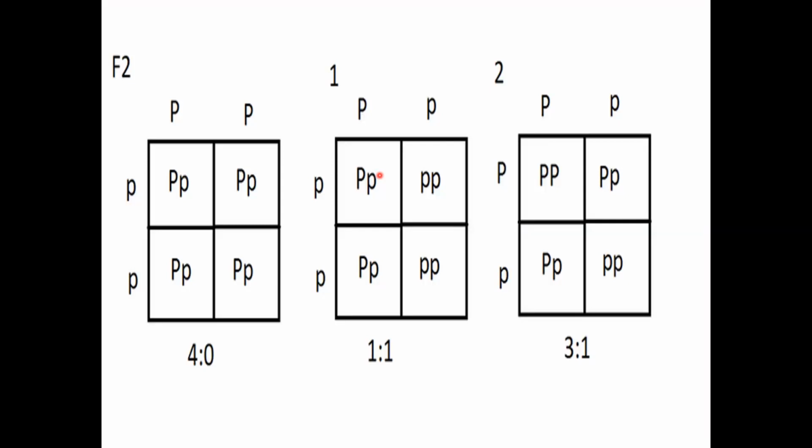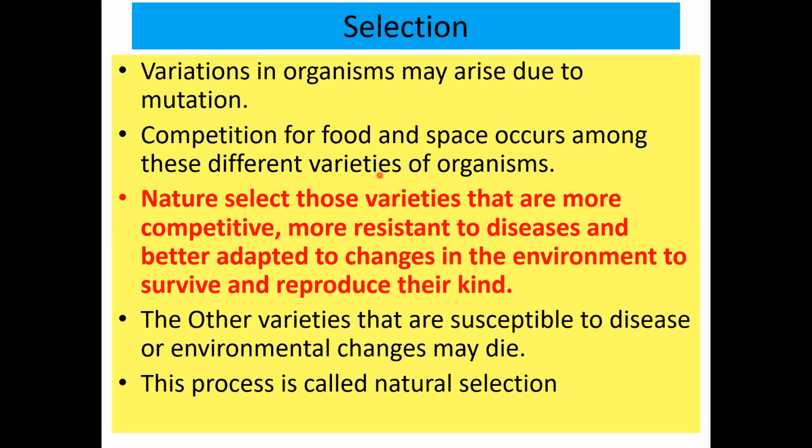That is a Punnett square shown to you with the ratios 4:0, 1:1, and 3:1. Have a screenshot of it. Now coming toward the selection.